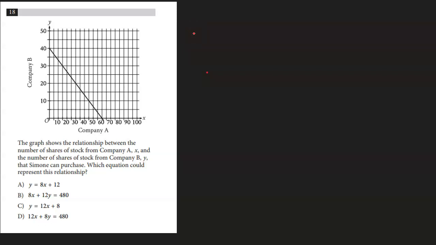All right, for number 18, what they're asking us is to write an equation that represents this graph. So based off of looking at it, I immediately know that the y-intercept is 40, so y equals 40. I know that it's going to have a negative slope, and based off that alone, I would write it like y equals negative mx plus 40.